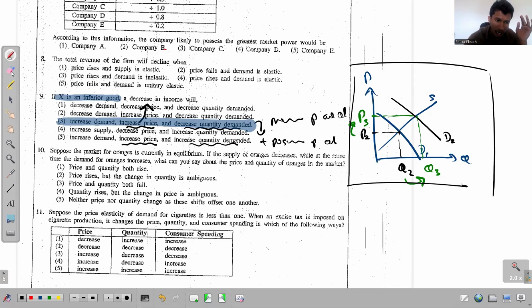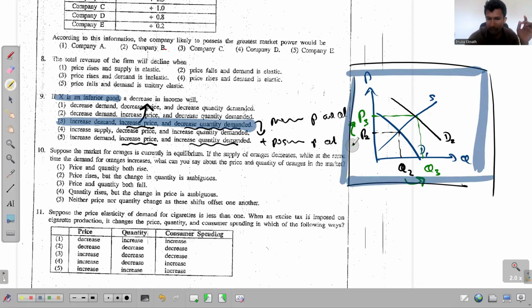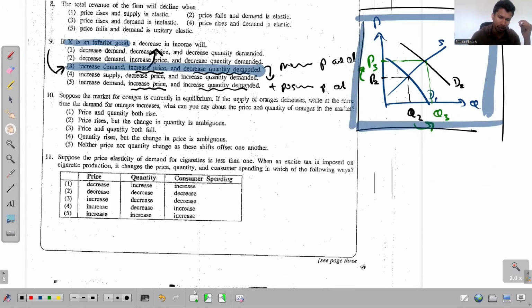So don't draw this graph and select the answer based on it. You must definitely check that relationship, in inferior goods. That's why we select this third one as the answer for the 9th question. Right. Now look at this 10th question.